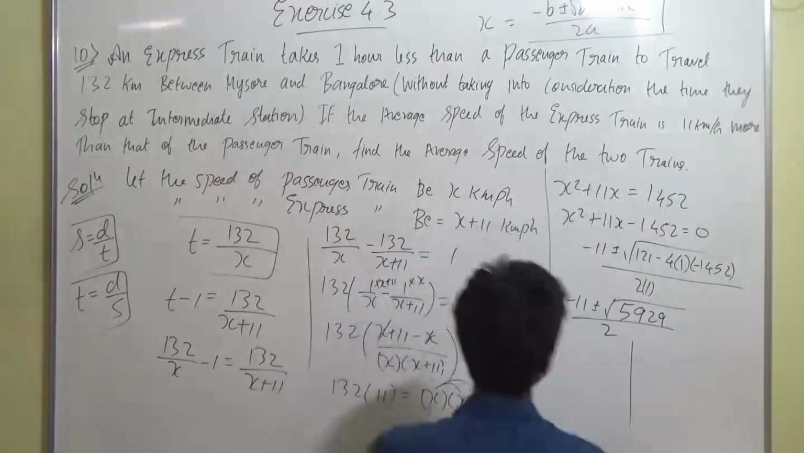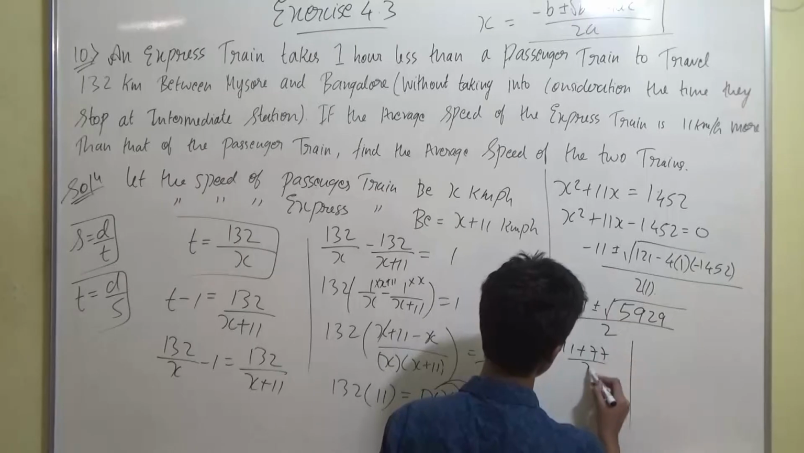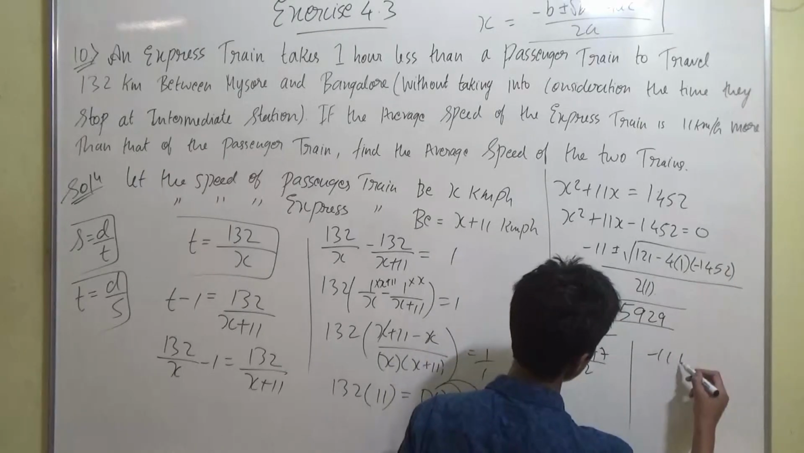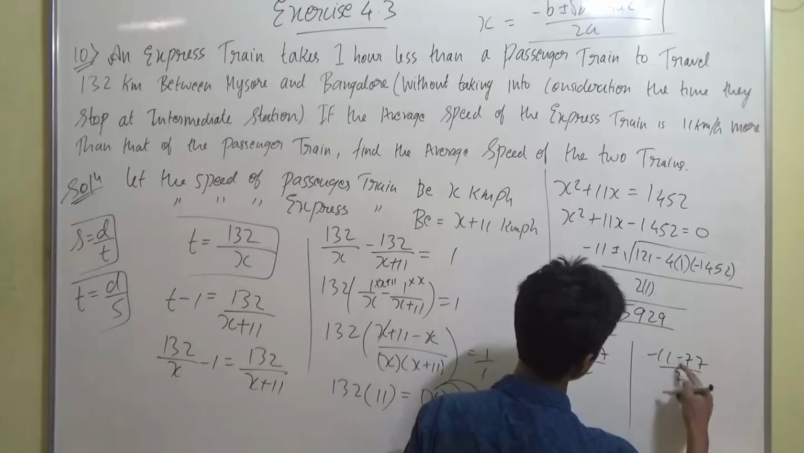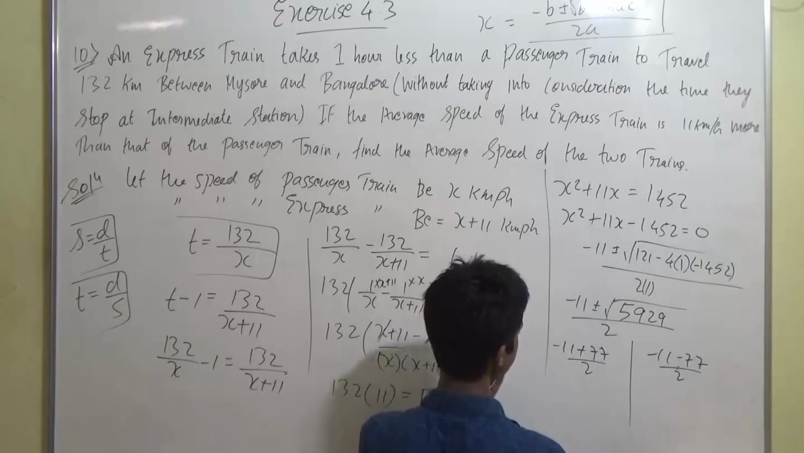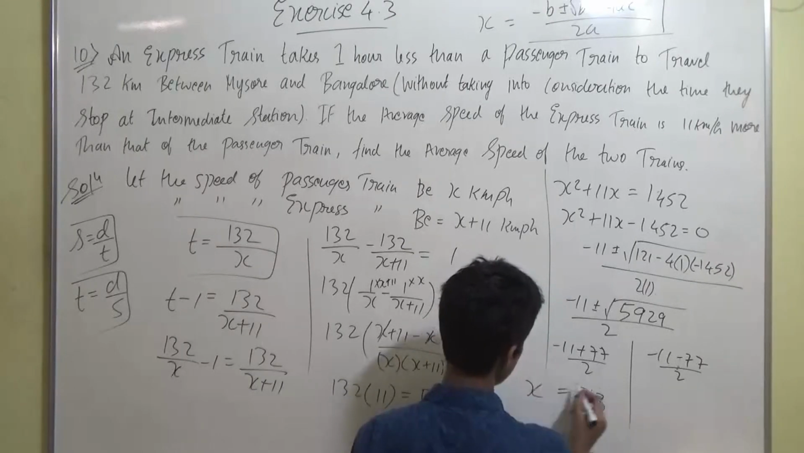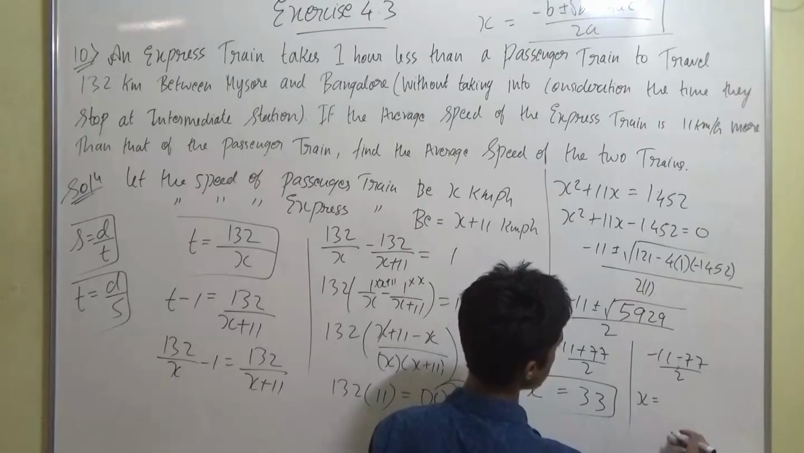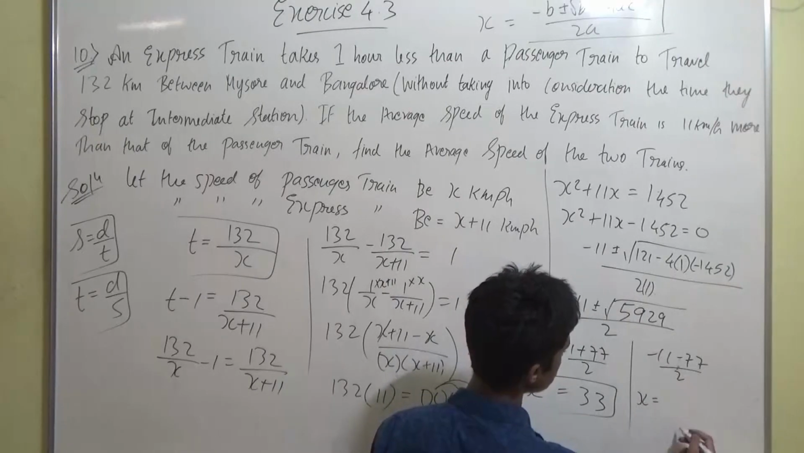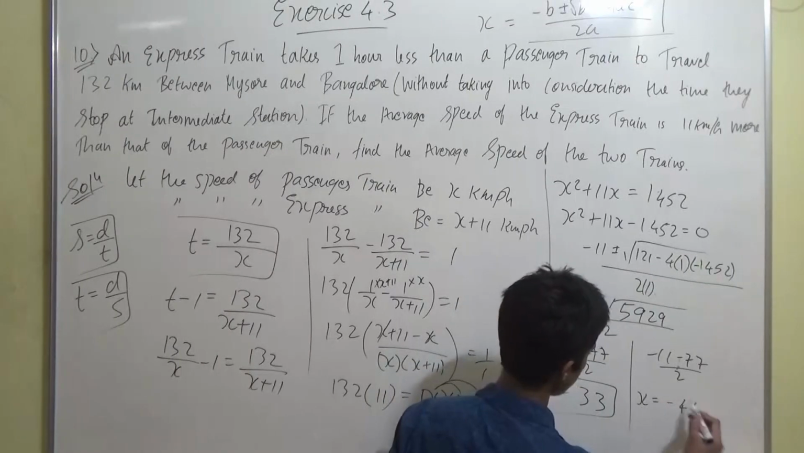So now two possible values, right? One for plus and one for minus. So it is minus 11 plus 77 by 2 and minus 11 minus 77 by 2. So this will become 66 by 2, that is 33. Here you will get x equal to minus 11 minus 77 becomes minus 88. Minus 88 by 2 becomes minus 44.